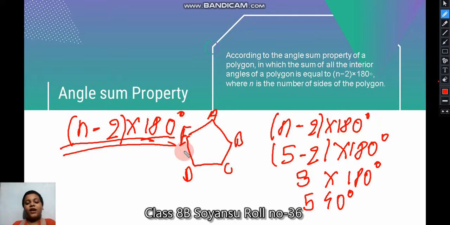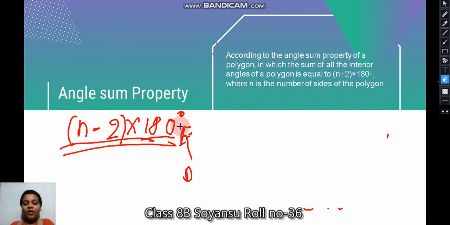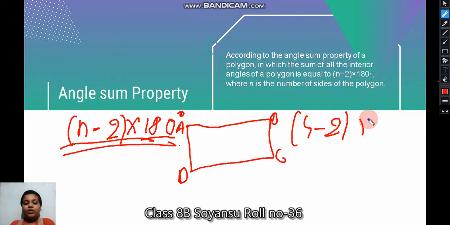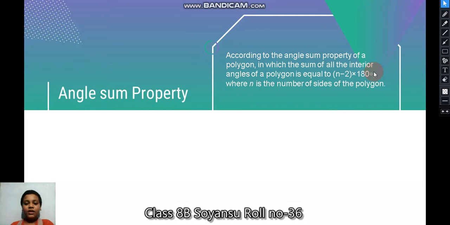So we have checked it with the help of a pentagon, and now I will also check it with the help of a rectangle, because it is a very important property and we have to learn this. So rectangle, let's name it A, B, C, D. Now it has 4 sides. So 4 minus 2 into 180 degrees is equal to 360 degrees.